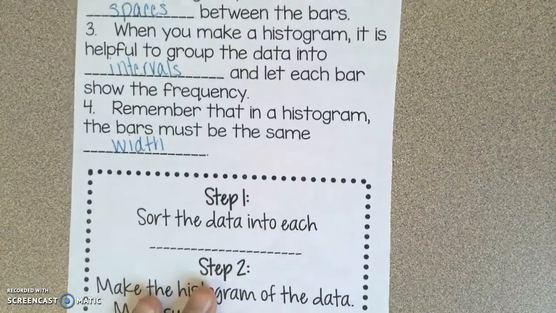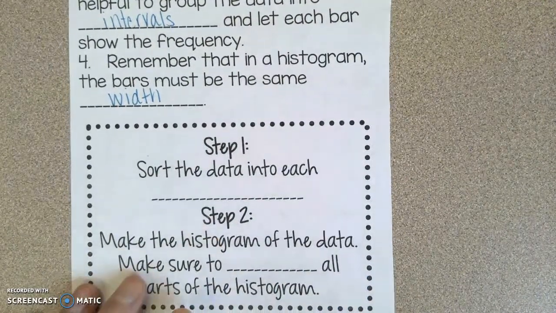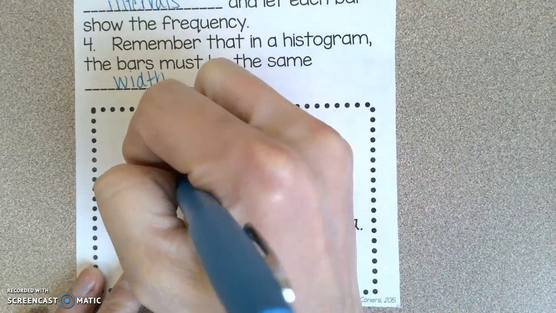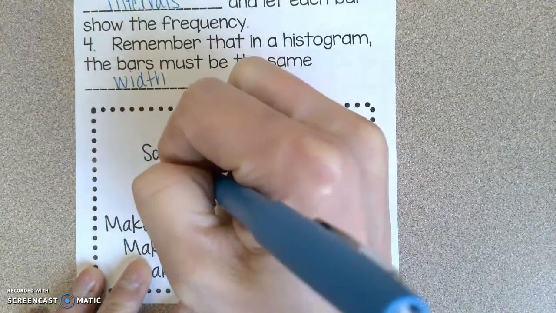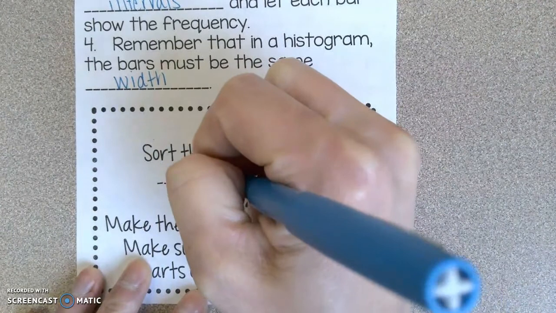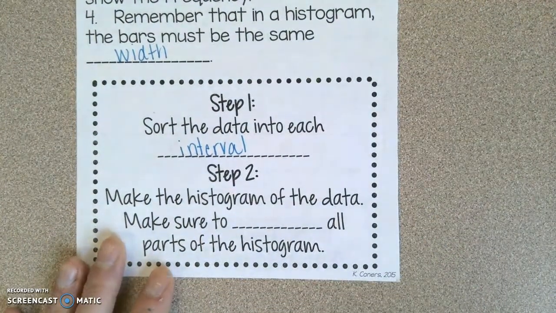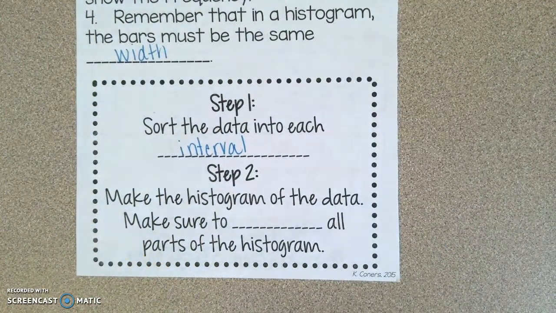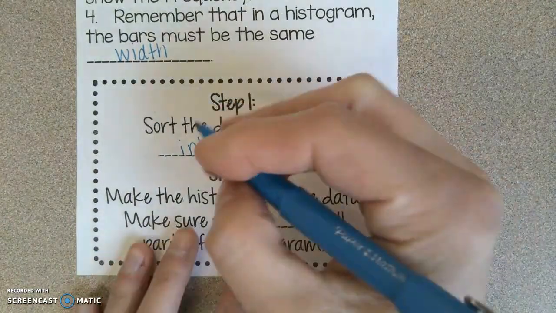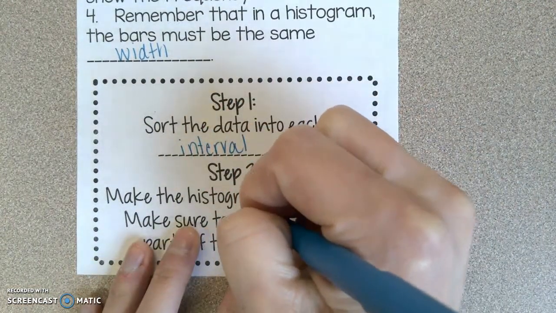When you create your histogram, the first thing you want to do is take all your data and sort it into intervals. And then you'll make the histogram using your data and make sure to label all the different parts. So let's look at an example of this.